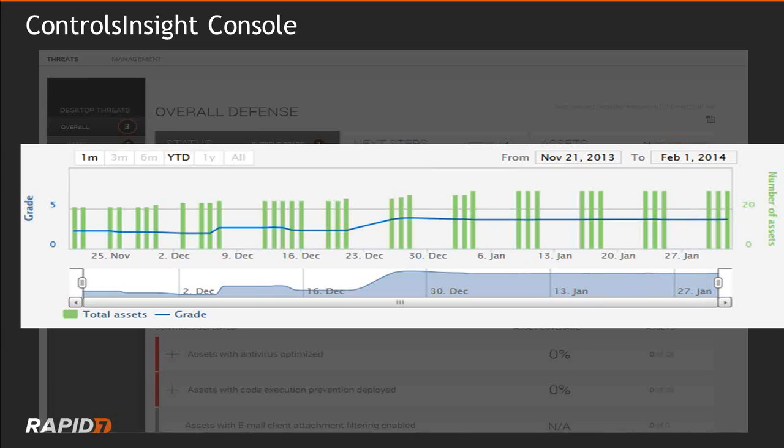Then we went back up in late December. Overlaid on that in the green is the number of assets that are being examined or analyzed in this environment. So you can see a slow increase of assets over time. This lets you know this is our security posture, and this is the level of assets we're looking at over the time period. Where this may come into play is, let's say you have a university environment where at the end of August, all of a sudden, your assets number has a huge spike up, and your security grade has a big drop down.